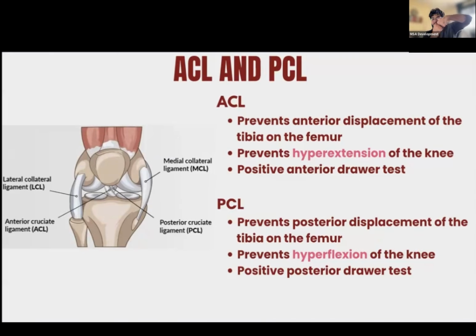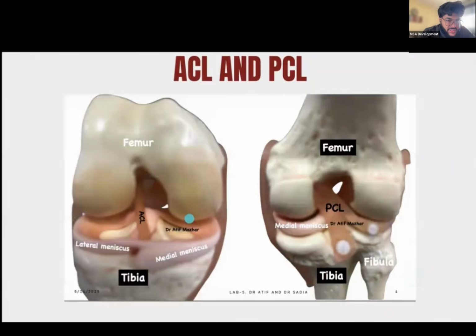Next up, we have the PCL. The PCL prevents the posterior displacement of the tibia on the femur, basically preventing the tibia from moving too far backwards. So the ligament goes from anteriorly on the femur to posteriorly on the tibia. It presents with a positive posterior drawer test when there is a tear of the posterior cruciate ligament. Okay, let's look at them.